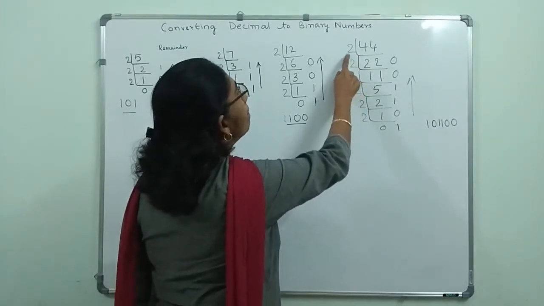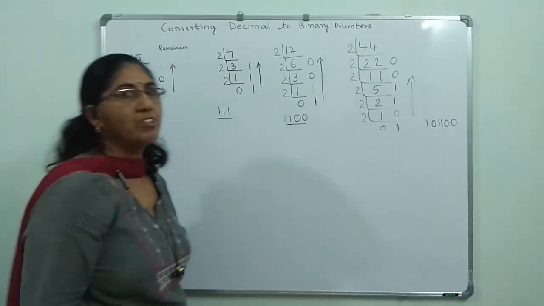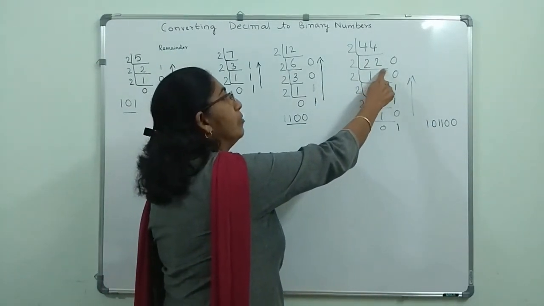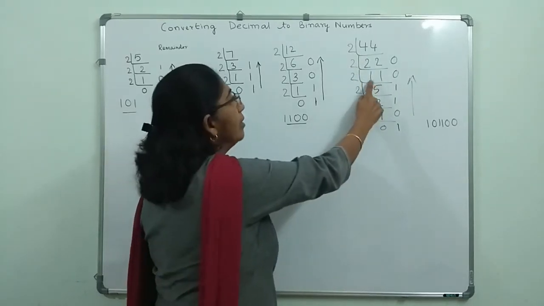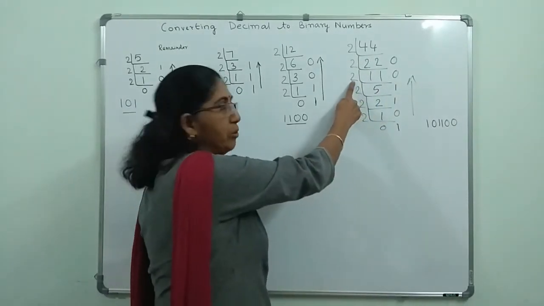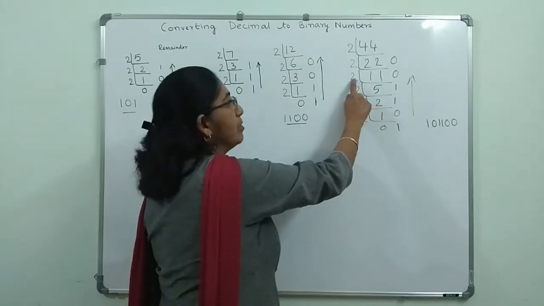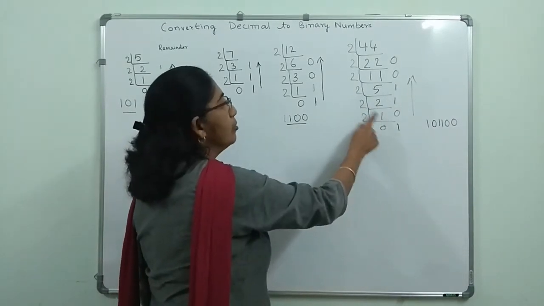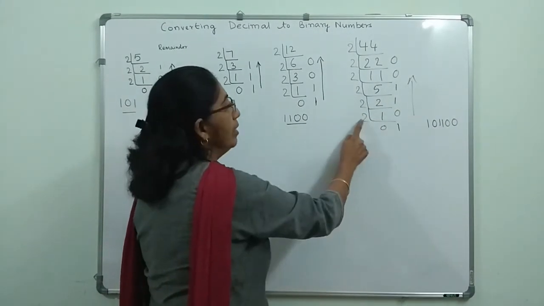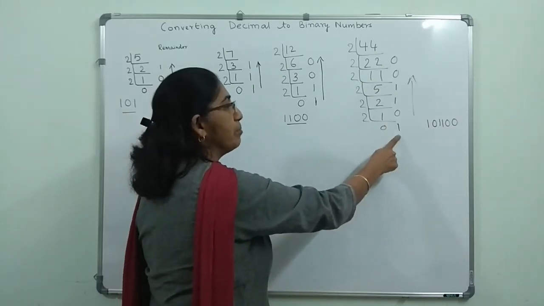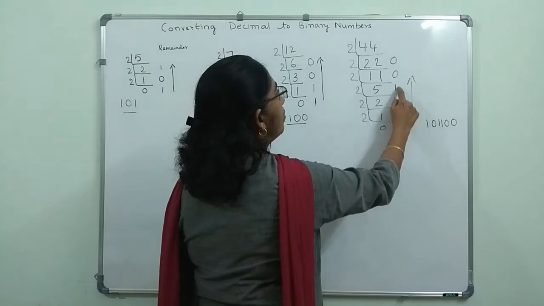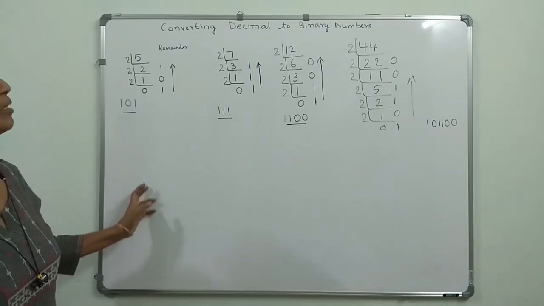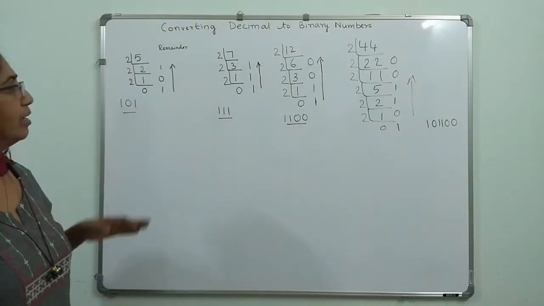Next, number 44. Divide by 2. What is it? Please try it yourself. 22, remainder 0. Again with 2 you divide, 11, remainder 0. Again with 2 you divide, 5 times it will go with the remainder 1. Then 2 2s are 4, remainder 1. 2 1 time it will go with remainder 0. Again 2, 0 times in 1 with remainder 1. So read it 1 0 1 1 0 0. That is our number 44. So this is how you can convert decimal to binary. You can try your examples.